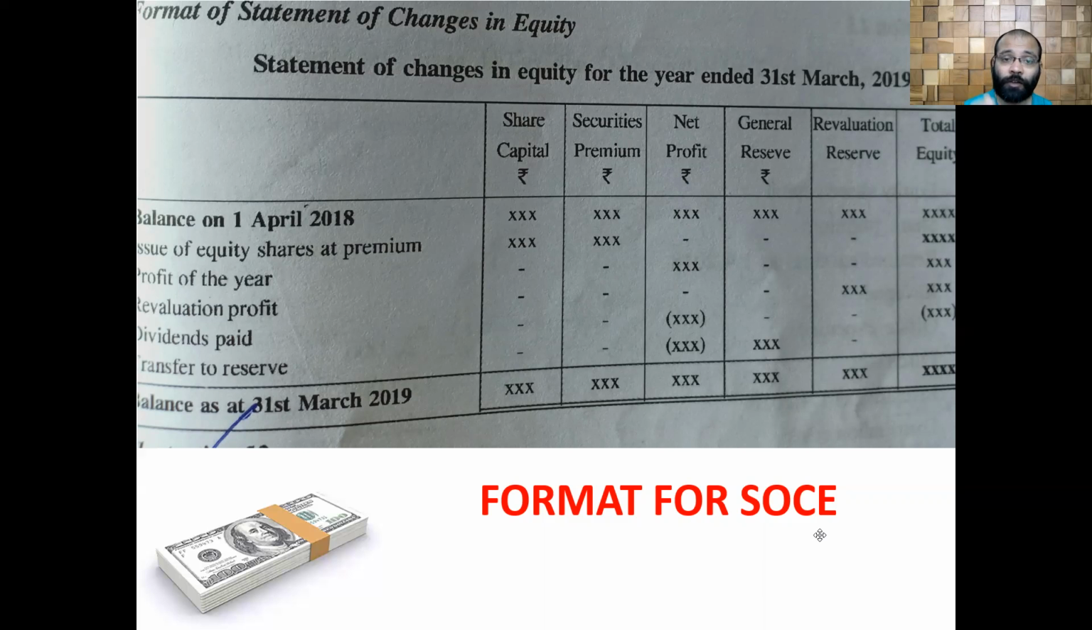Then share capital. Now the row total is over. Now the column total. If you see, the share capital is added column-wise, securities premium added column-wise, net profit added column-wise, general reserve added column-wise, and revaluation reserve also added column-wise. Now add up everything, and add up the total equity and the balance. We get the total amount the same. Okay, so let us do this problem.